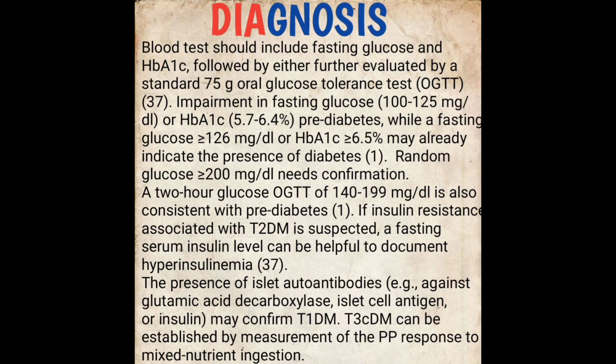So there's also the presence of islet autoantibody tests that could be done. The insulin test may also be done, and it may confirm. We can confirm the type 3C diabetes by doing the PP, postprandial response to mixed nutrient injection.